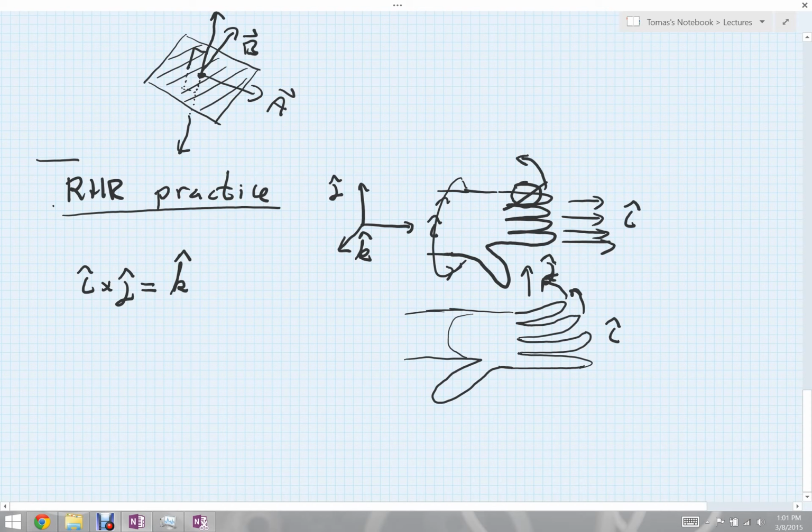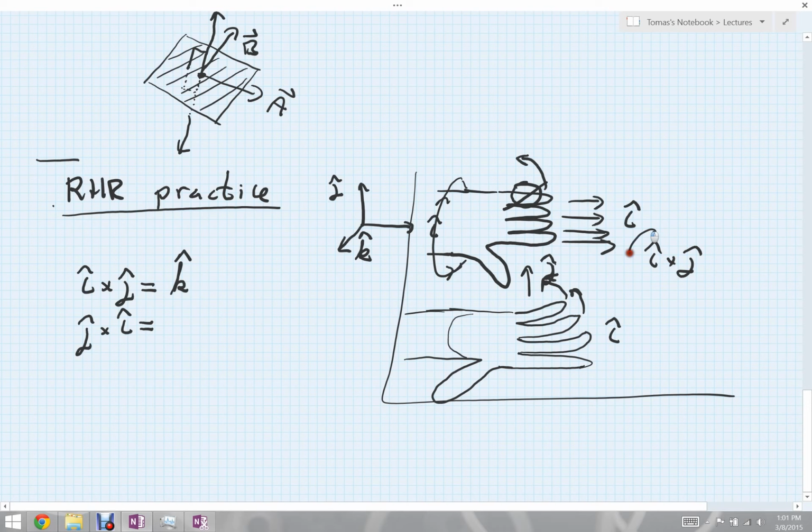Now here's an interesting fact about cross products. Let's see what happens if I try j hat cross i hat, if I do that in the opposite direction. In that case, I'm going to begin with my fingers pointing in the vertical direction. These two hands were trying to do i hat cross j hat. That's what I was doing here.